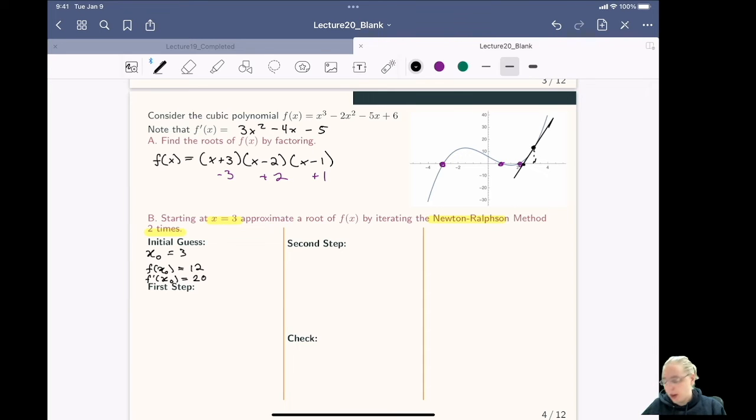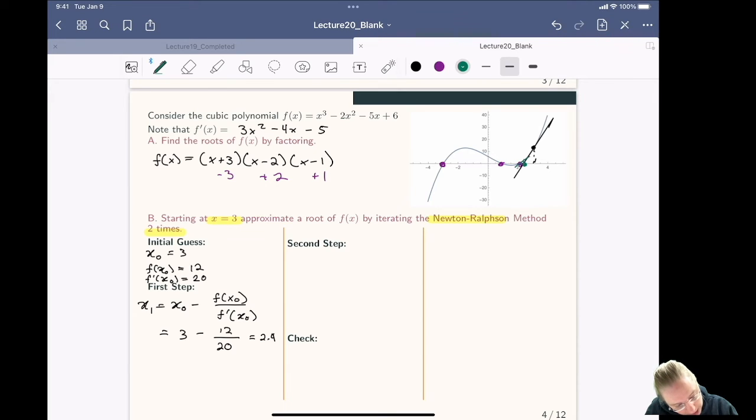All right, so if we have those two, then we want to calculate x1 is equal to x0 minus f of x0 divided by f prime of x0. So if we do that, we have the original guess, which is 3, minus the value of the function divided by the slope, and this comes out to being 2.4. So we move over to 2.4. So it's about there.